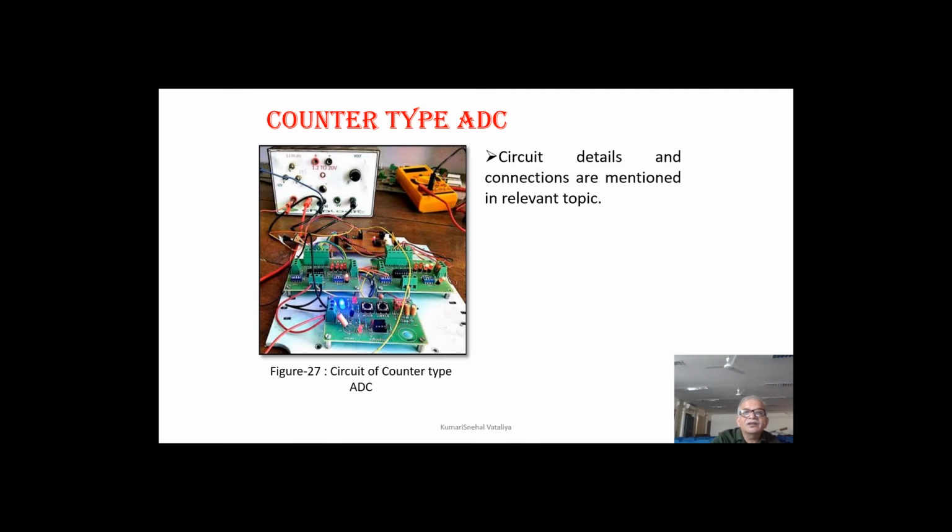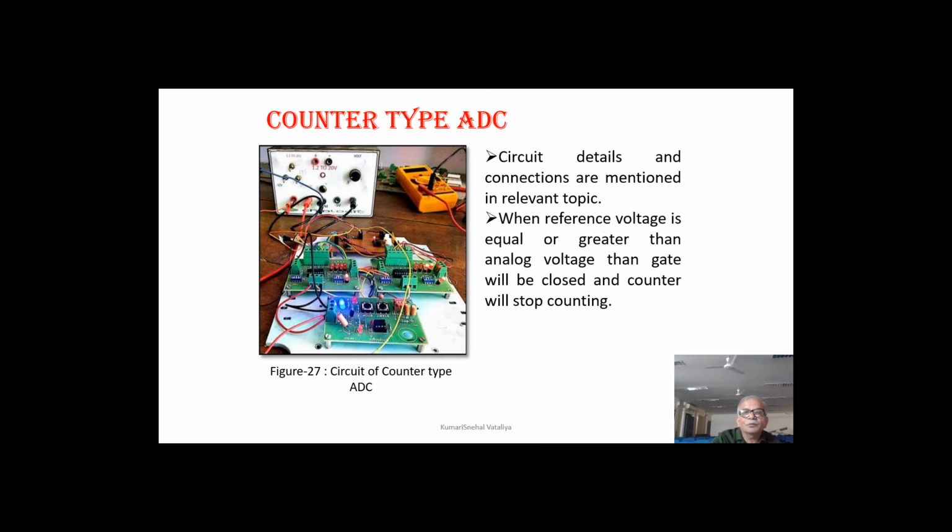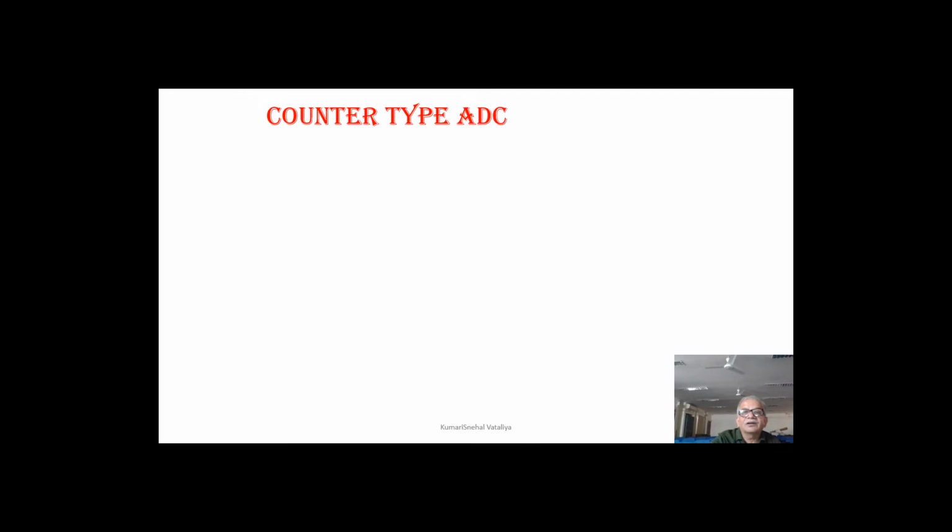Circuit details and connections are mentioned in the relevant topic. When the reference voltage is equal to or greater than the analog voltage, the gate will be closed and the counter will stop. We get the final digital output in the counter circuit for the equivalent analog voltage.